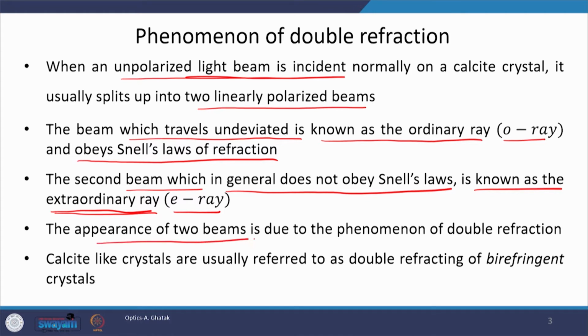The appearance of two beams is due to the phenomenon of double refraction, due to the existence of two indices of refraction. Crystals like calcite are usually referred to as double refracting or birefringent crystals. Why double refracting? Because these types of crystals split the incident unpolarized ray into two parts. The one which follows the usual Snell's law is referred to as the ordinary ray, while the one which is not following Snell's law is called the extraordinary ray.